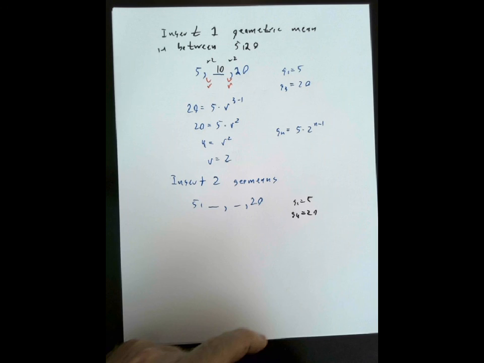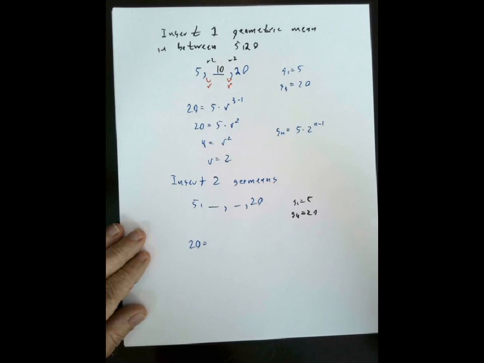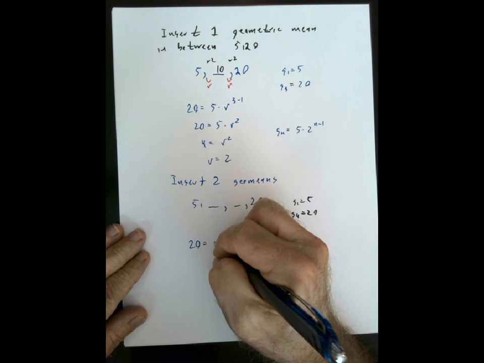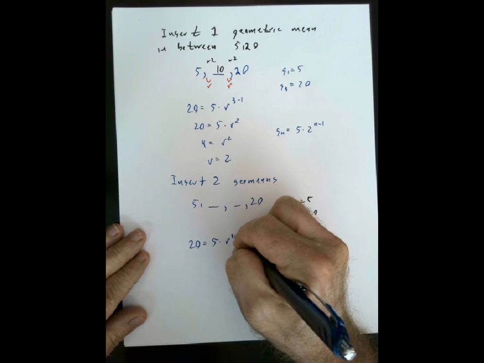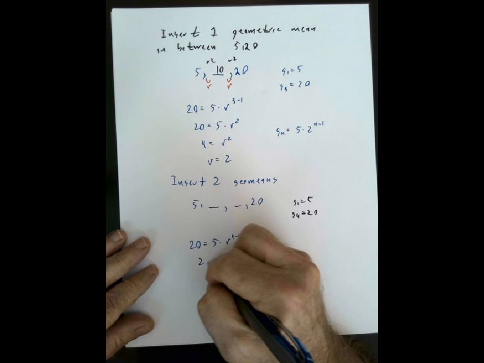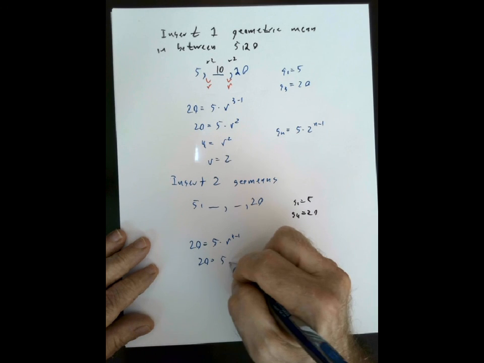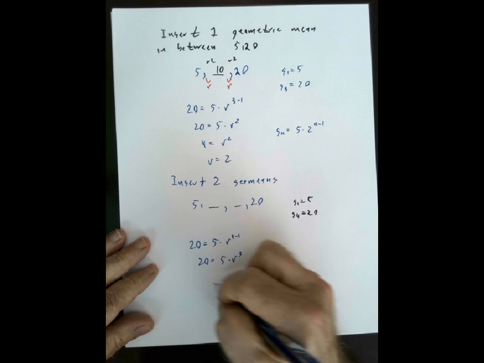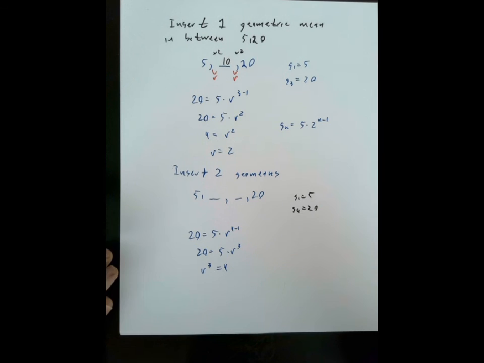So let's see here. 20 is equal to 5 times R to the 4 minus 1. And so this is 20 is equal to 5 times R cubed. So that's 4. So R cubed is equal to 4. Now we've got the same thing, except it's R cubed now. So we're going to cube root both sides.